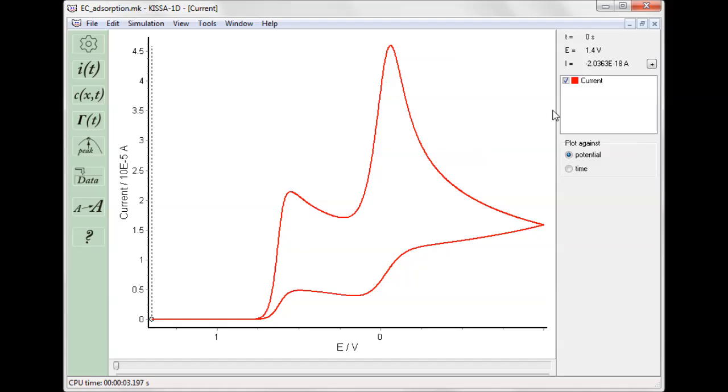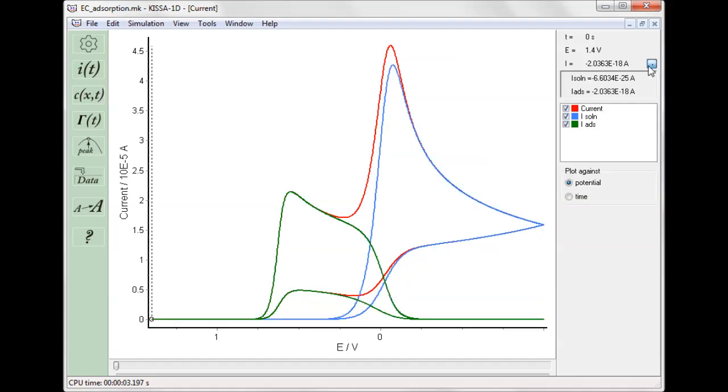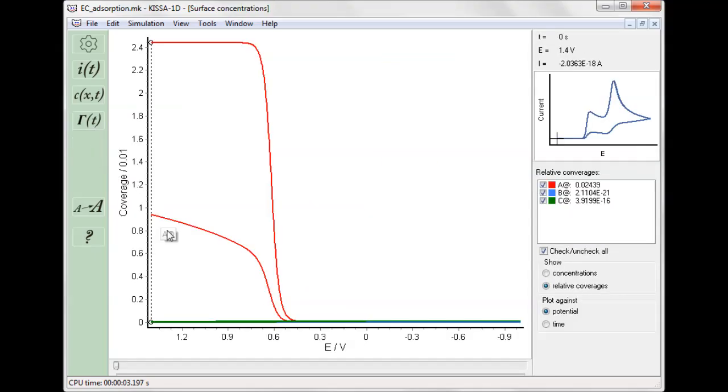These two current components can be displayed by expanding the current values panel on the right-hand side. The values of the total current and its components, shown on the right-hand side, correspond to the time moment and the respective potential selected using the slider at the bottom of the window. Computed surface coverage by adsorbed species are accessible by clicking the Surface Concentrations button on the tool panel. Again, the values displayed on the right-hand side correspond to the time selected using the slider at the bottom of the window.